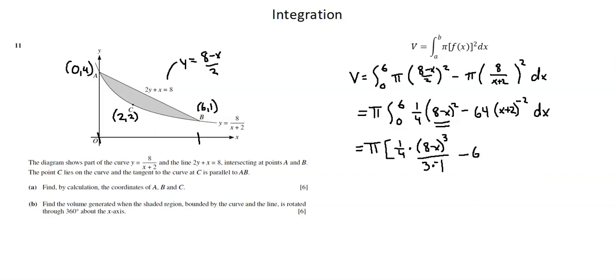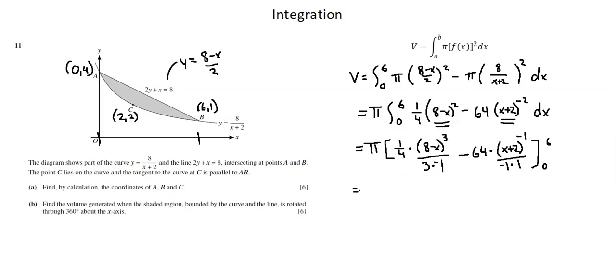Minus 64 times. Similarly, I will take my expression (x plus 2) to the power of negative 2, increase the exponent to negative 1, divide by that new exponent, and also multiply by the derivative of the inner function x plus 2. That derivative is 1. We're evaluating on the interval from 0 to 6.